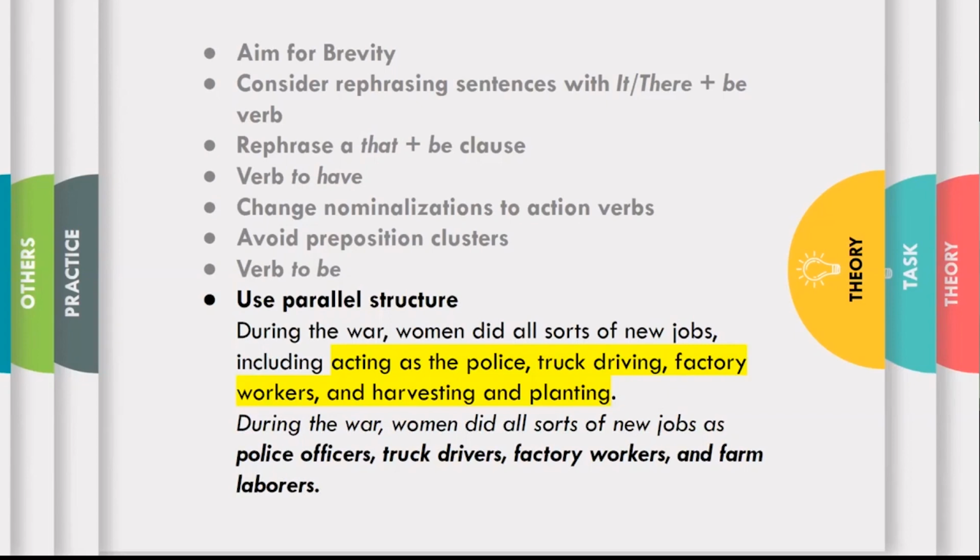If you want to use not the ing forms, police officers, truck drivers, factory workers, farm laborers, then go for it, like noun forms. Up to you, but use the same structure. If you want to rewrite it and you prefer the ing structure, that's also fine, but do not mix. So use a parallel structure when we use punctuation, particularly comma, as we did in the last class. We are using the same subject and punctuation, so we have to use the same structure. Make sense?